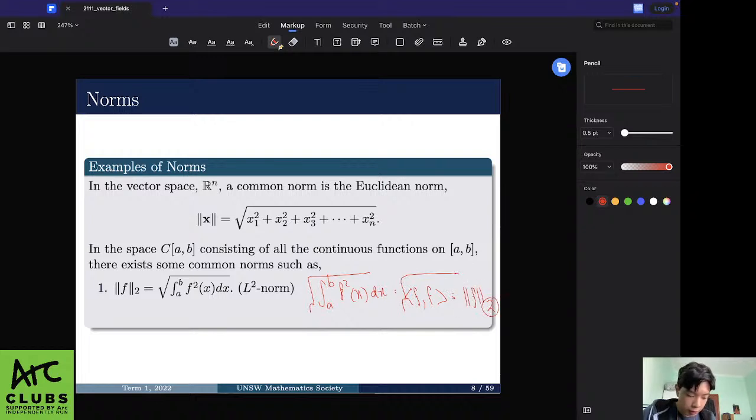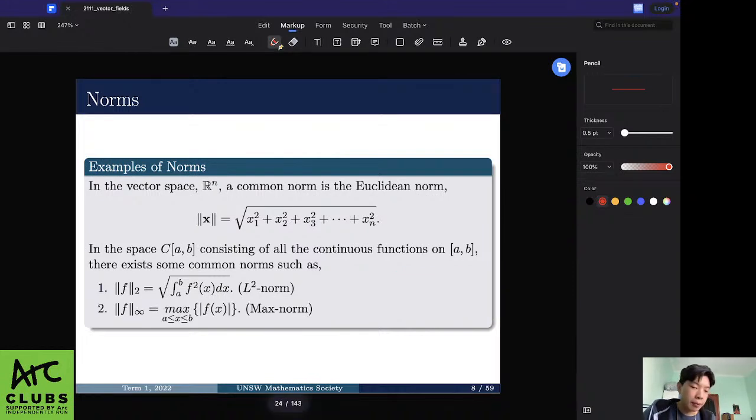And there's a 2 down here because it's called an L squared norm or a mean square norm. And even though this is a possible norm, it doesn't mean that it's the only norm. So there are an infinite amount of norms. This is one of them. And another one that you might see in this course is the max norm.